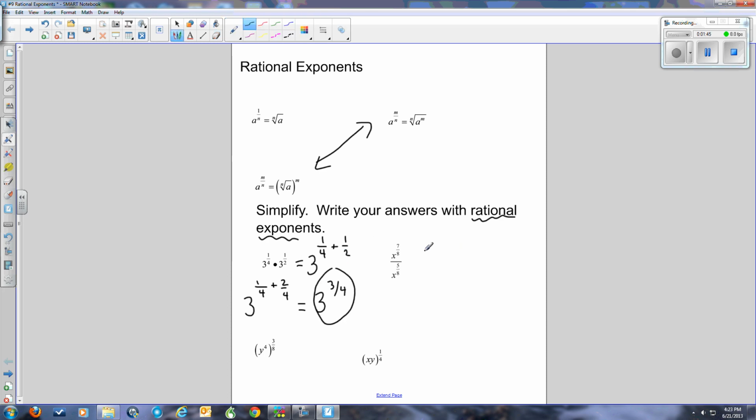Now let's say we have this next problem. We have x to the 7/8 divided by x to the 5/8. Remember, when you're dividing and the bases are the same, you subtract the exponents. So this is x to the 7/8 minus 5/8. Now that gives you x to the 2/8, and we can reduce 2/8, so you end up with x to the 1/4.